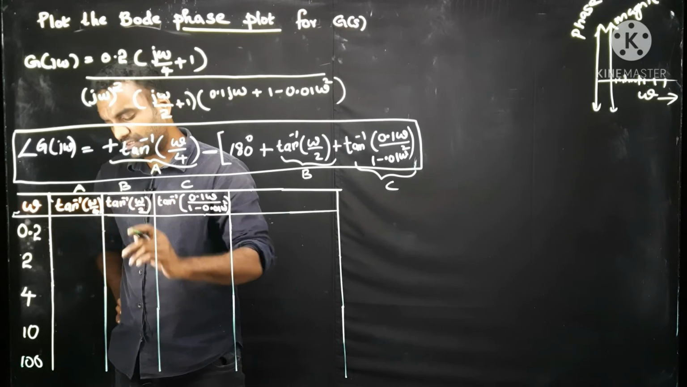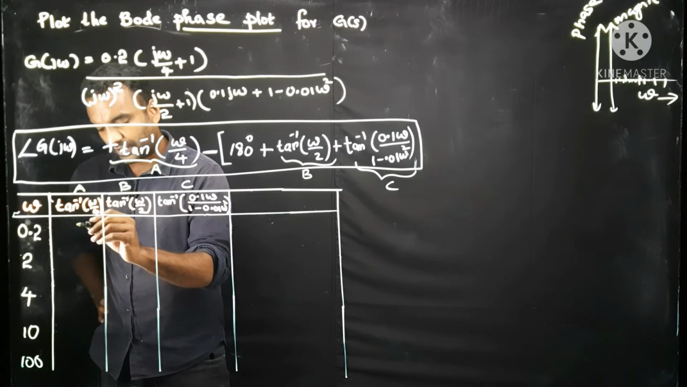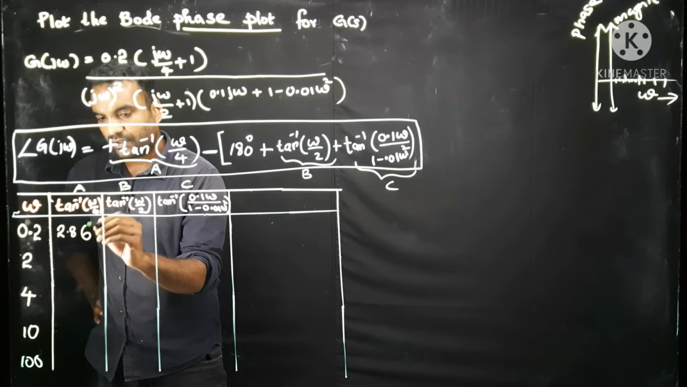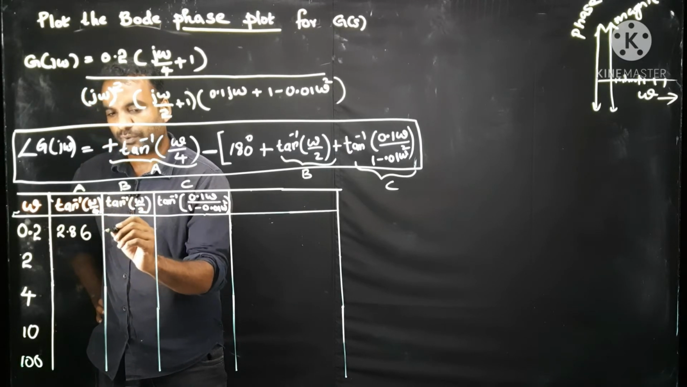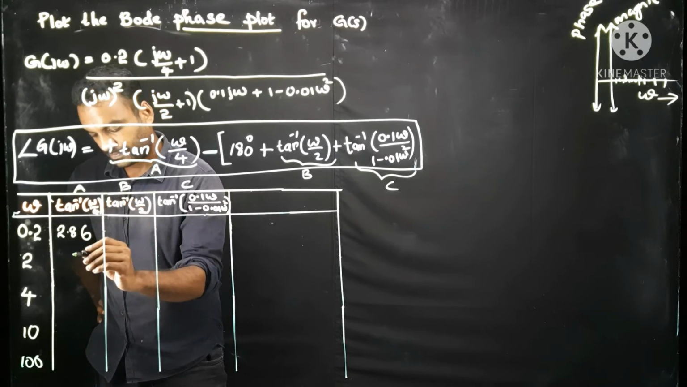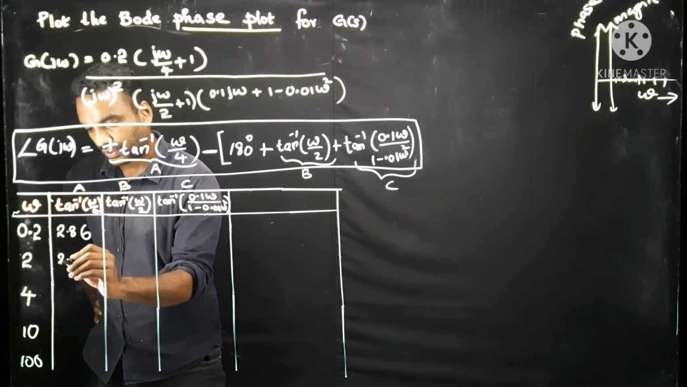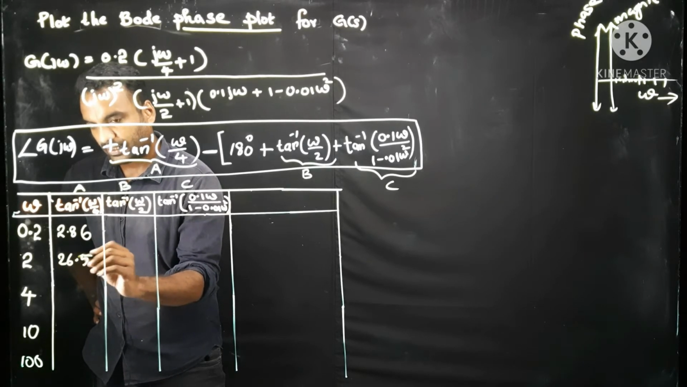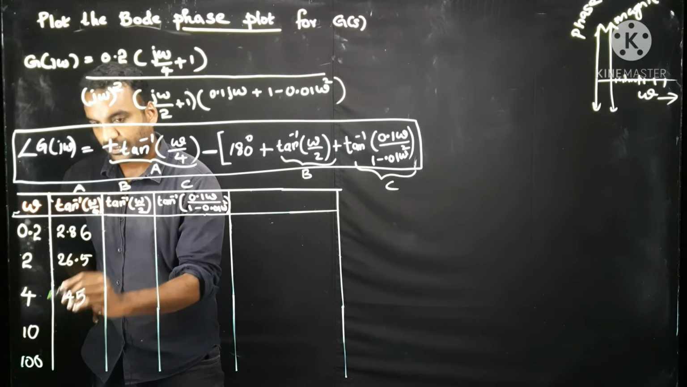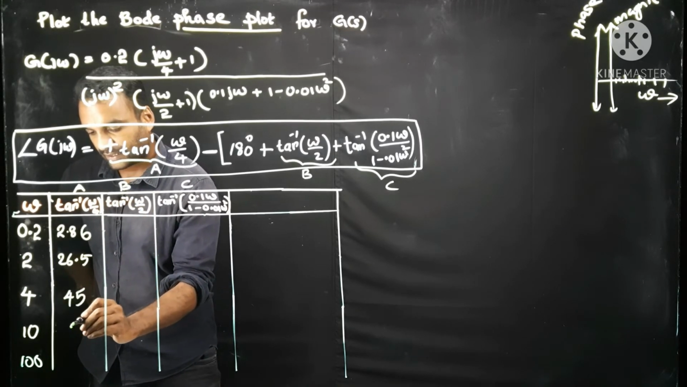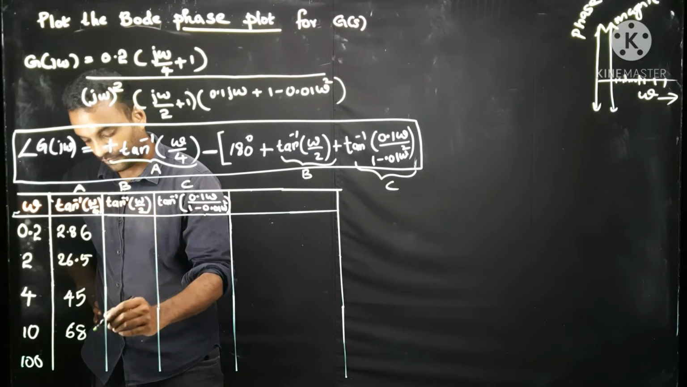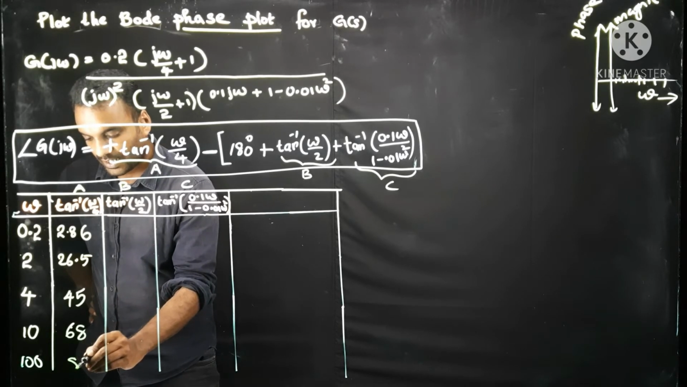So I have written all these values pre-calculated here, so you can check whether your answers are right or wrong. Tan inverse 0.2 by 4, 2.86. Tan inverse 2 by 4, that is 26.5. Tan inverse 4 by 4, or tan inverse 1, that is 45, we know. Tan inverse 10 by 4, that is 68. Tan inverse 100 by 4, that is 88.